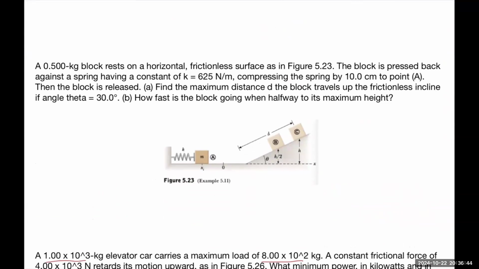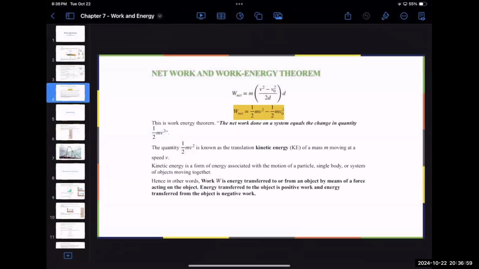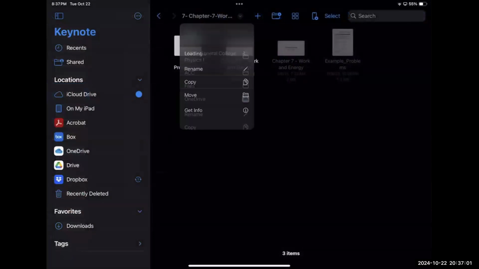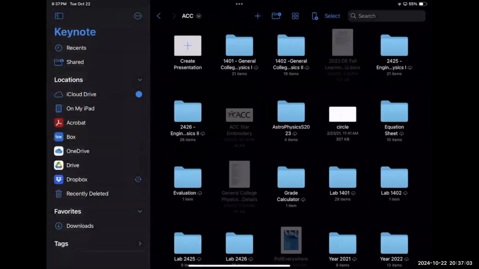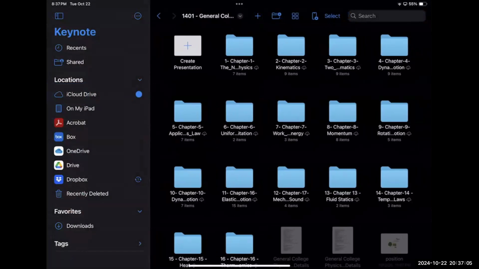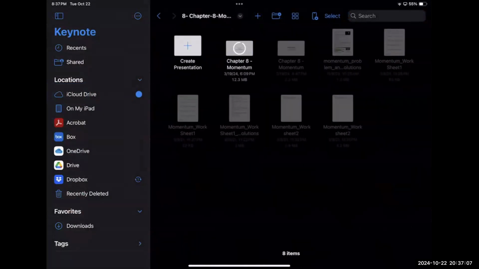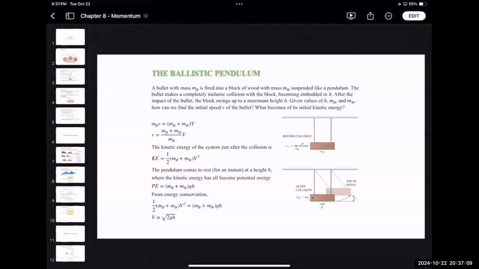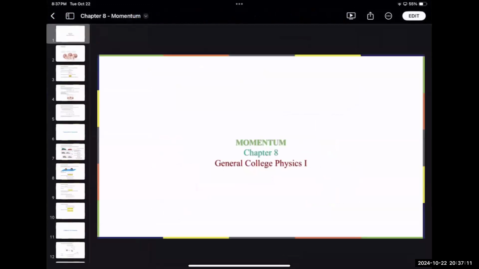And now we will switch gears to our next topic. Are you guys ready for the next topic? Yeah, good. So now the next topic is momentum. The next topic is the momentum.